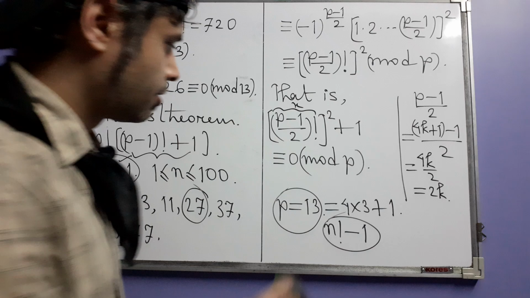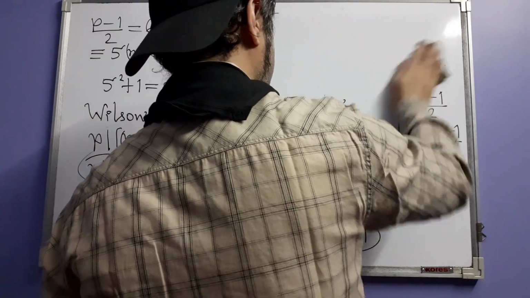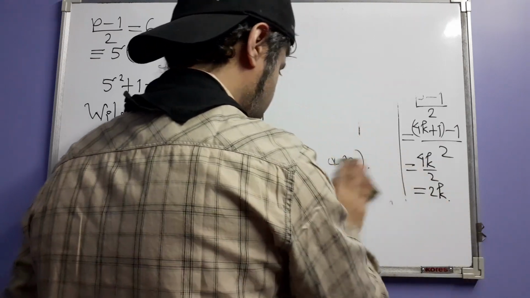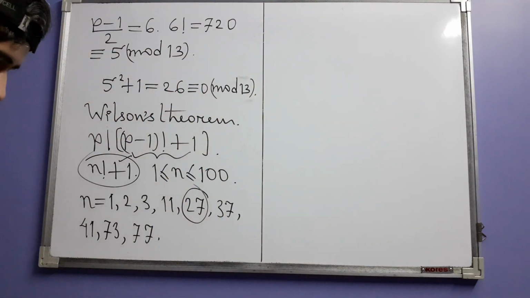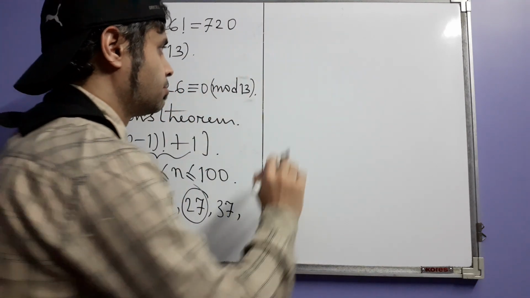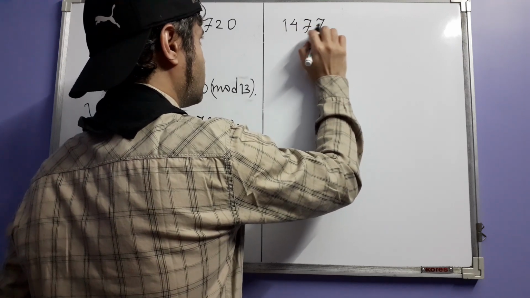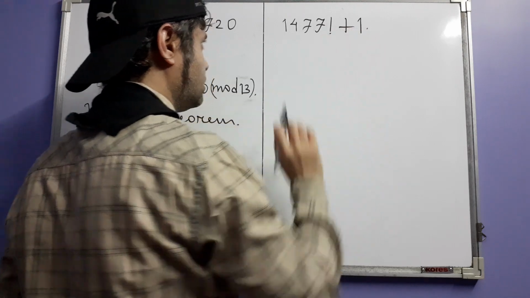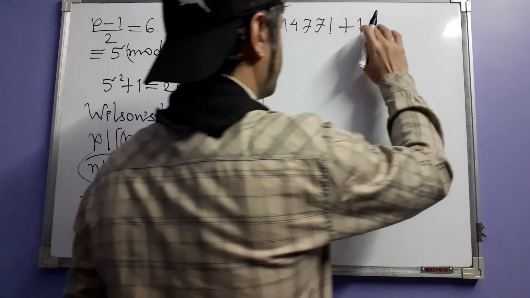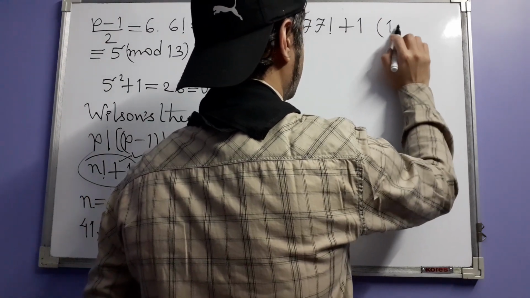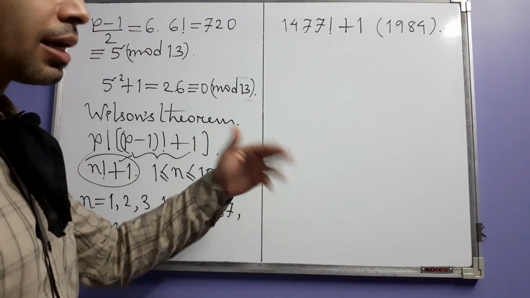And finally, the author also gives us the example of the largest prime of this type that was available at the time of writing the book, which is this: 1477 factorial plus 1. It's known that this is prime. This will be a gigantic number, and it was found in 1984. However, it has been surpassed.